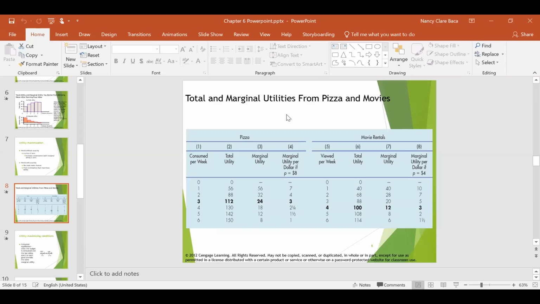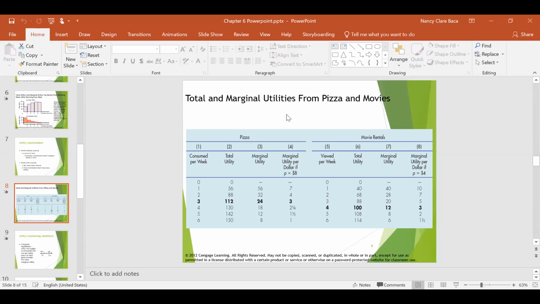If she consumes 1 pizza and 2 movie rentals per week, we have a 7 and a 7. But does that meet the other condition? It doesn't. 1 pizza is $8. 2 movies at $4 a piece is another $8. That's only 16 bucks. We have not exhausted our $40 budget. That is not the optimal combination. So let's go down and see if we can find another one.